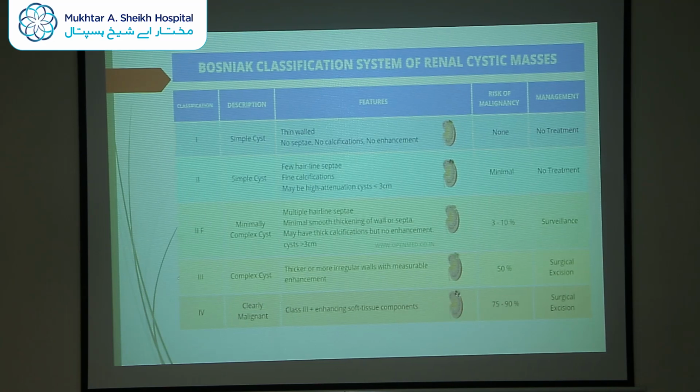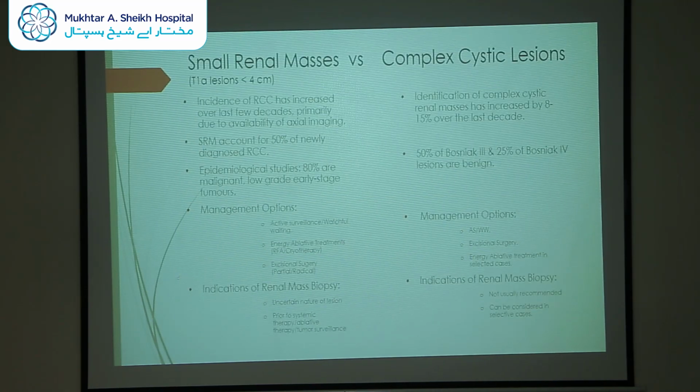Small renal masses account for 50% of newly diagnosed renal cell carcinoma. 80% are malignant, low grade, early stage tumors. Basically, small renal masses we can classify on the basis of size.